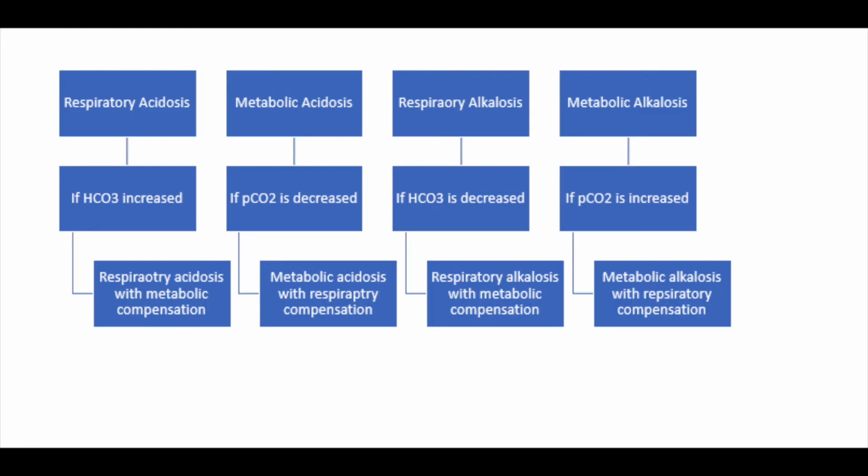Now that we've figured out whether or not the patient is in respiratory or metabolic acidosis or alkalosis, we need to try and figure out whether the body is compensating for this change. For example, a patient in respiratory acidosis with increased PCO2, if they have an increase in HCO3, then this patient is in respiratory acidosis with metabolic compensation. Now, if that patient has a normal pH with a high PCO2 and a high HCO3 minus, then we say that that patient has fully compensated.